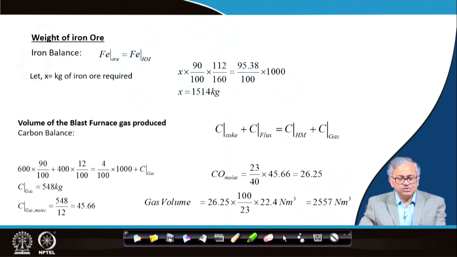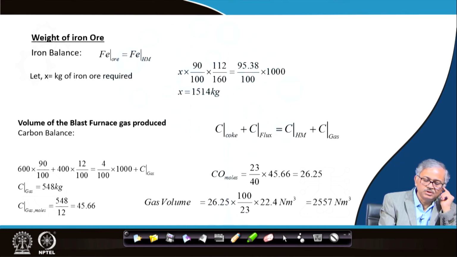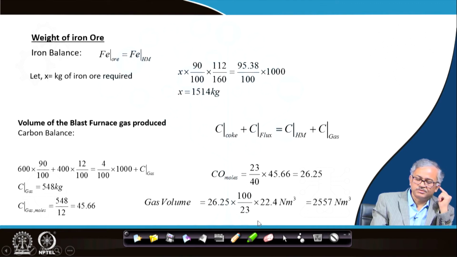So, this is basically the total kg mole of gas, and kg mole multiplied by 22.4 will give you the normal meter cube, right. You just remember that it is the kg mole, okay. I know 22.4 liter is the liter per gram mole. So, 22.4 normal meter cube per kg mole. So, this is kg mole, that is why it gives you the normal meter cube, right.